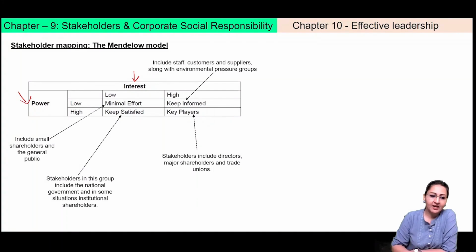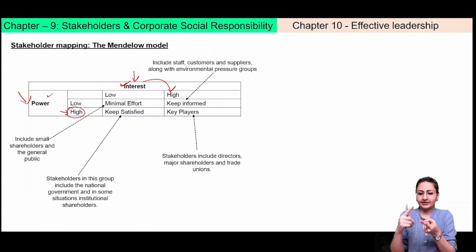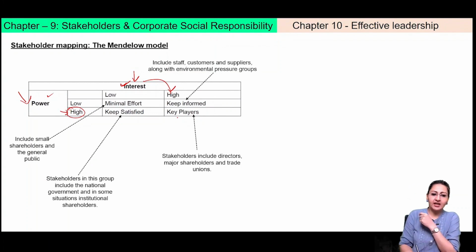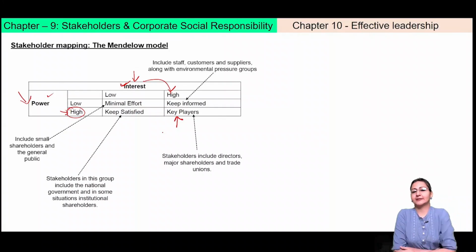So Mendelow's model says it depends upon the power and interest of the stakeholders how a company should treat them. If they are powerful, high power, and they are interested also in the business, that means interest is also high, power is also high with a particular stakeholder, they are highly interested, they are highly powerful, they are the key players of the business. They can be the major shareholders, they can be the trade unions. If today the trade unions ask the workers to stop working, the whole production system and the organization will stop. So key players.